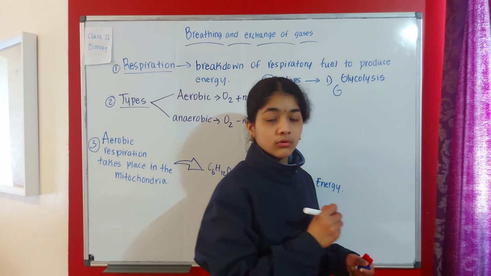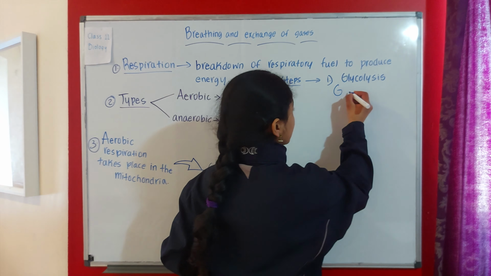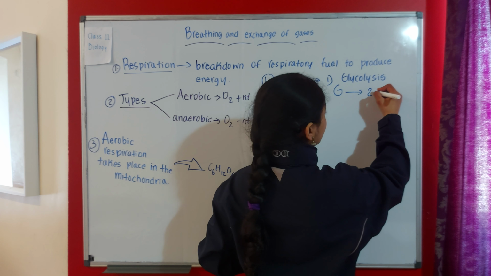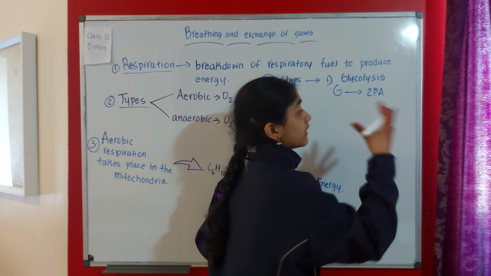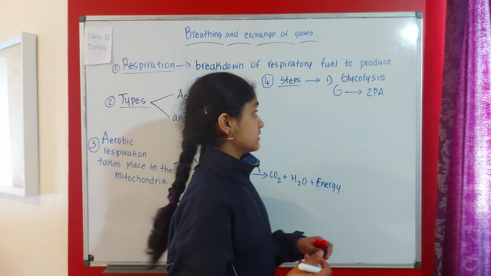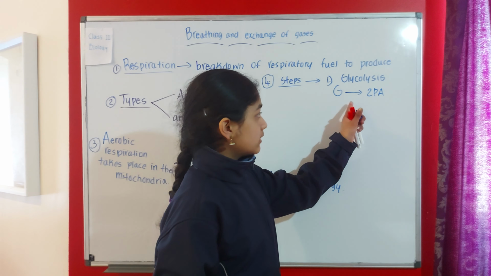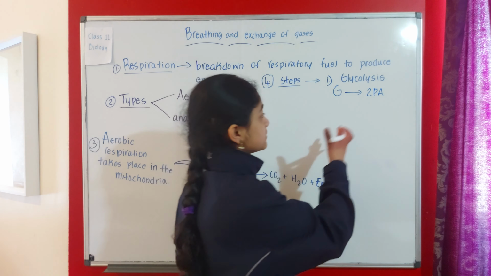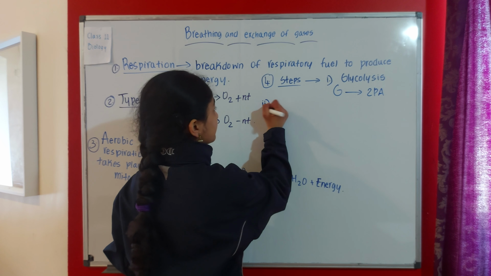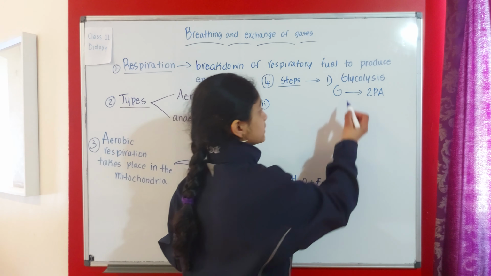In glycolysis, glucose, which is C6H12O6, is broken down, or converted, into 2 pyruvic acid molecules. So glucose is broken down into 2-pyruvic acid. This is the first step which is happening, that is glycolysis.